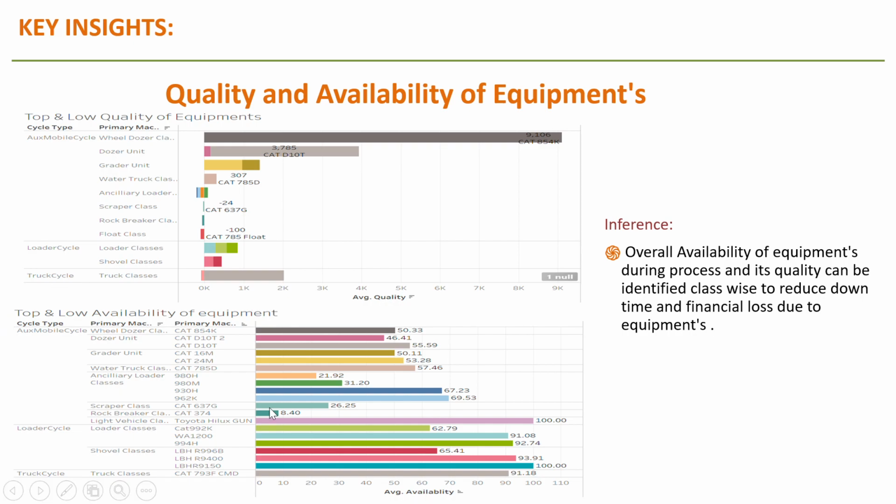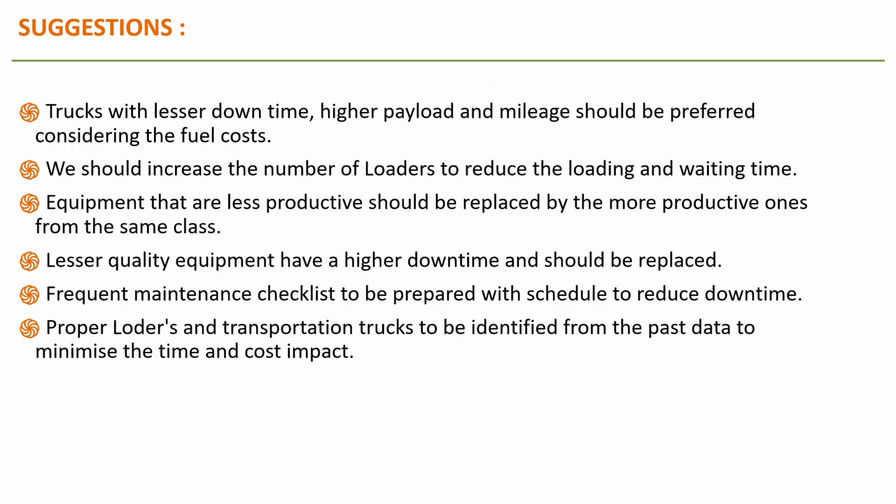So basically, this availability, if you consider these trucks, they have very high availability. In the loader section they have very high availability, and in the auxiliary they also have very high availability, compared to the very low availability equipments which can be ignored. And if you consider the quality of the equipments, we have separately stated the equipments which have good quality, which can reduce the downtime and also increase the production.